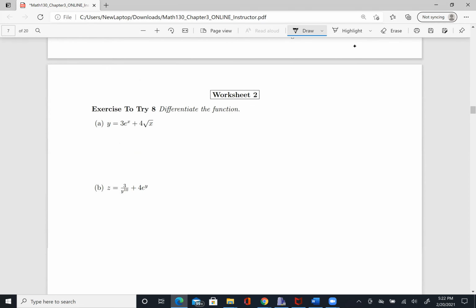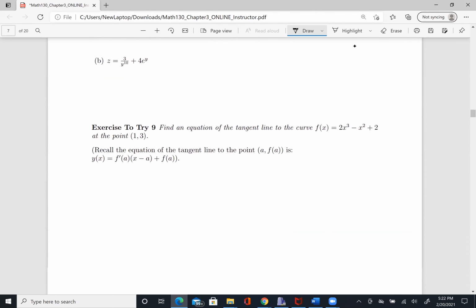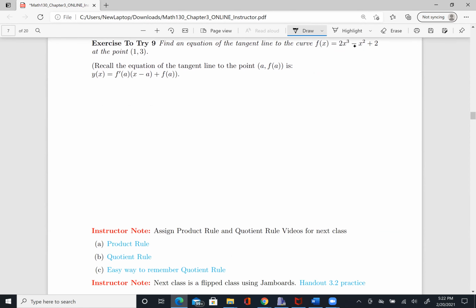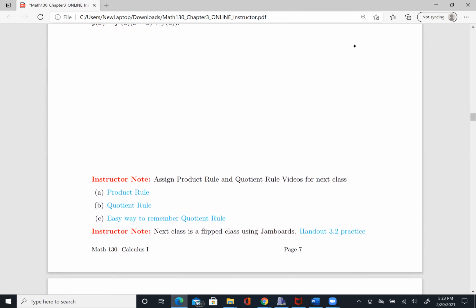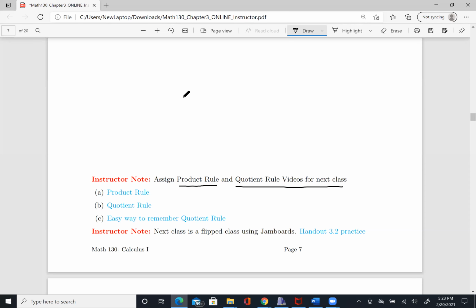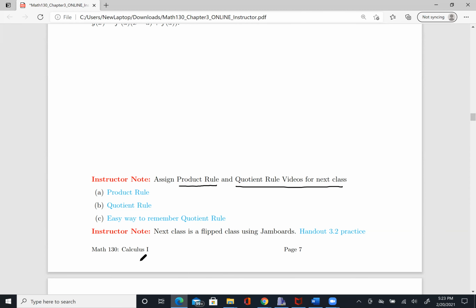Let's move down and see. We have exercise challenge number 8 for you guys, and also number 9. Then I'm going to assign you the product rule and quotient rule video for next class. I will provide that, and we'll talk about it in the next class later.